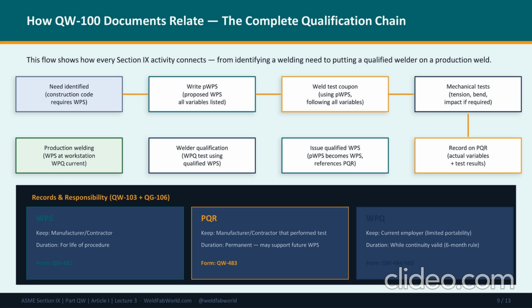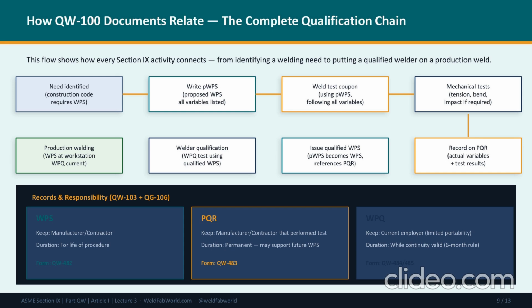Step 4. Mechanical tests. Test specimens are extracted from the completed coupon and tested. For groove weld procedure qualification under Part QW, the required tests include tension tests per QW 150 and guided bend tests per QW 160 at minimum. When toughness testing is required by the referencing construction code, Charpy impact tests per QW 171 are also required.